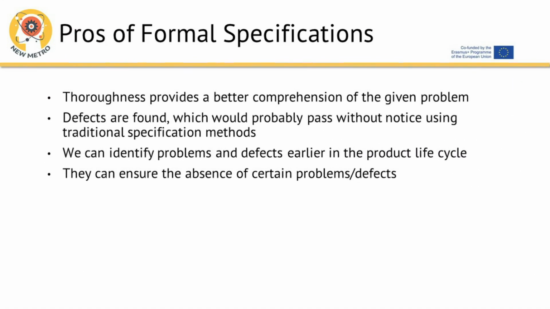Pros of formal specifications. Thoroughness provides a better comprehension of the given problem. Defects are found which would probably pass without notice using traditional specification methods. We can identify problems and defects earlier in the product lifecycle. They can ensure the absence of certain problems and defects.